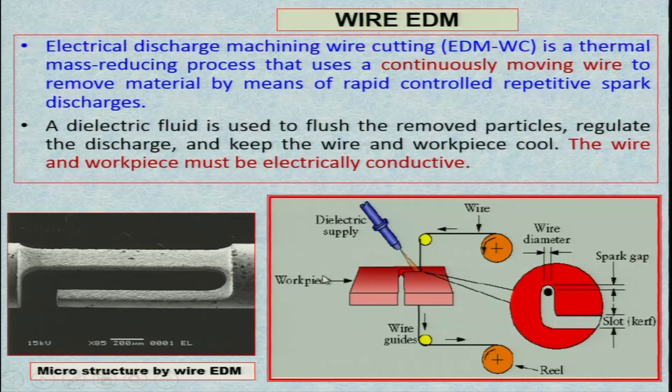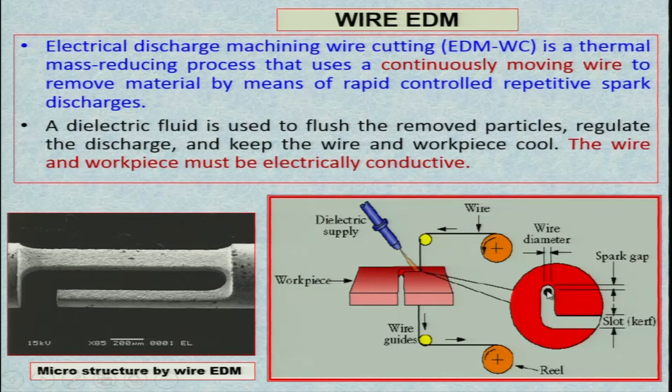And here is the working principle that we can understand of wire EDM process. Here is the dielectric being supplied through the nozzle. Here is the workpiece which is electrically conductive, and the wire is being pulled out from one of the pulleys and rolled up on another pulley, and this is continuously moving. As you can see in the side figure, there is a gap between the wire and the workpiece inner surface.